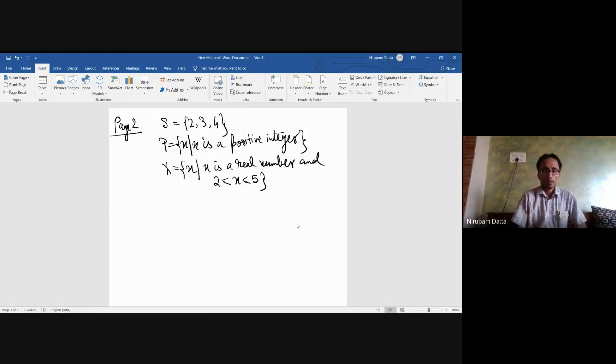Fine. So in the first case, you have got a finite number of elements, whereas in the second two sets, that is set P and set X, you have got an infinite number of elements. So in set P, what is happening? X is a positive integer. In set X, what is happening? X is a real number and X lies between 2 and 5.